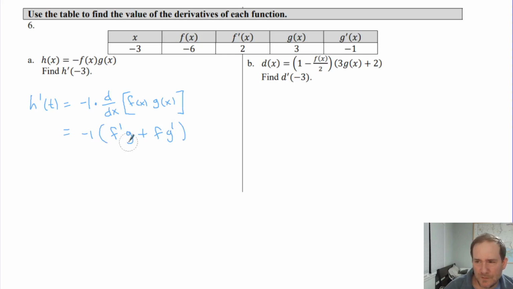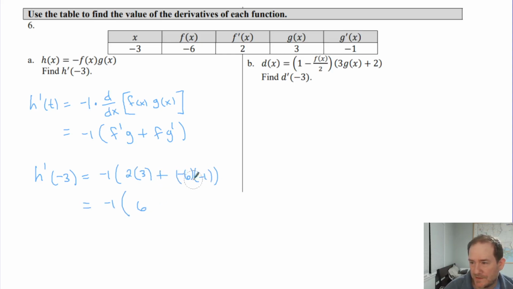And that's good. We're all well and sorted now, so we can move on to finding h prime of -3. Again, that's just values being plucked from this table. So it's going to be a -1, and f prime is giving 2. Plain old normal g is giving 3. Normal f is giving a -6, and g prime is giving -1. So this will be a -1 times 6 plus 6, sure. So I'm getting -12.